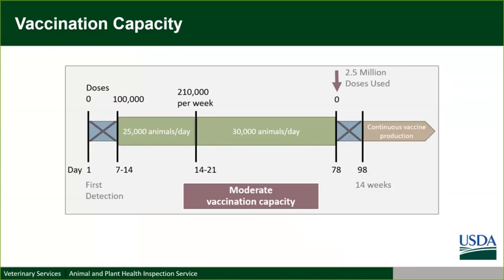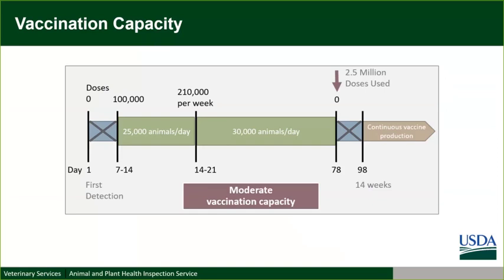This is showing what I'm going to call a moderate vaccination capacity. After first detection on day one, we'd have to make sure that we can match the strain to what we have in the bank. So there's potentially a little bit of delay in getting that vaccine available. In this case, we can have vaccine arrive by day 7 to 14 after detection.